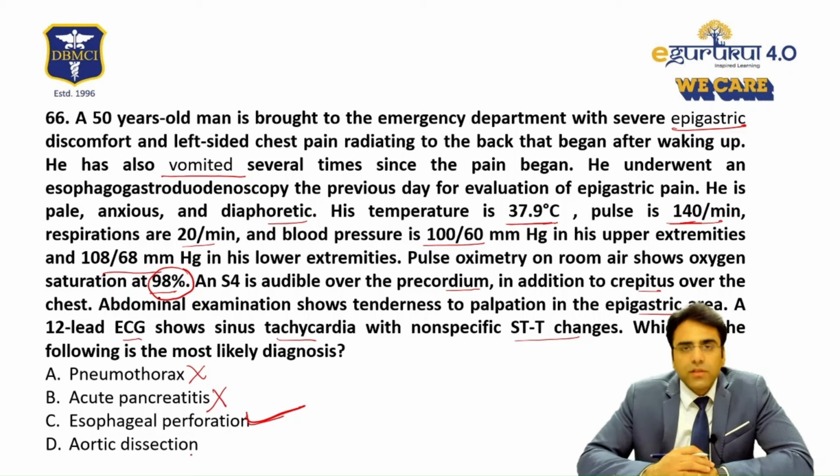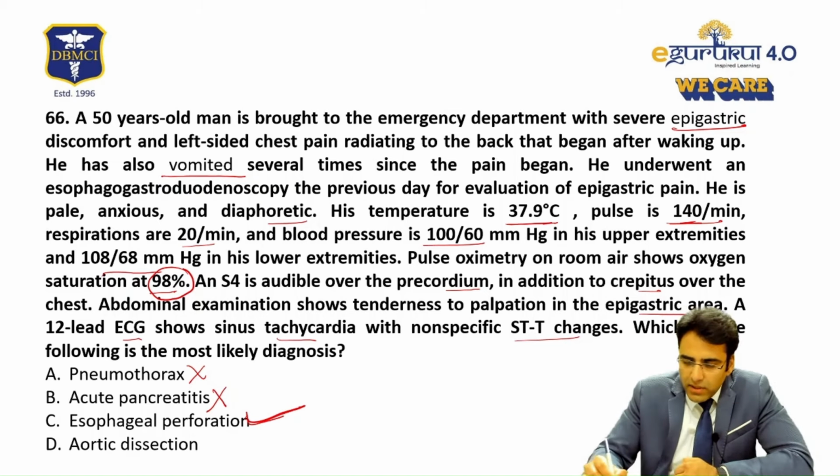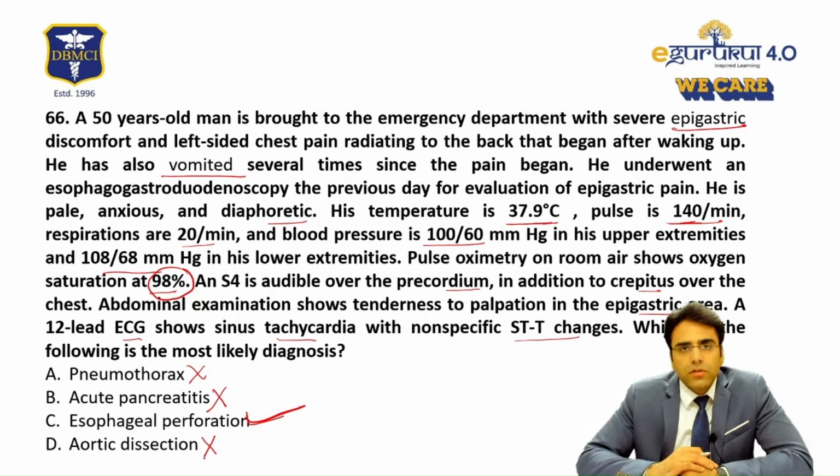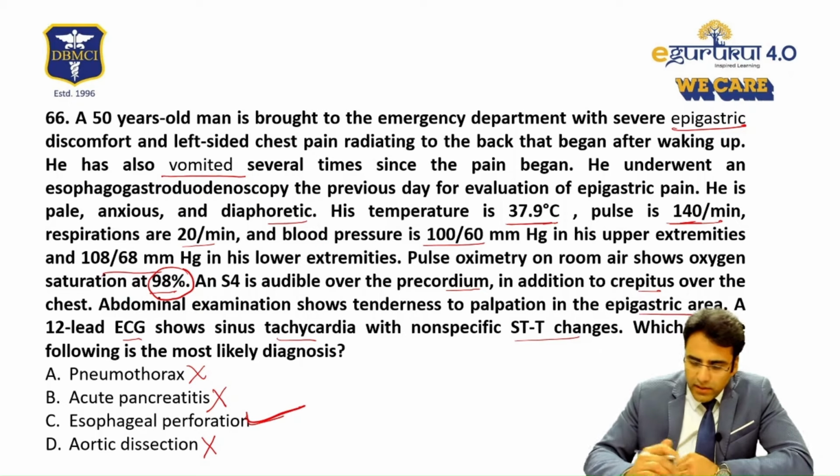Again, aortic dissection. In acute aortic dissection, there is acute chest pain. It radiates to the back in the interscapular area. Clear? And the patient is in shock, but no such history is given in this patient. So you can rule this out also. Again, aortic dissection will not be associated with vomiting. There will be epigastric discomfort, but there will be no vomiting in such patients. Clear? So you can rule out aortic dissection also. So the correct answer is C.